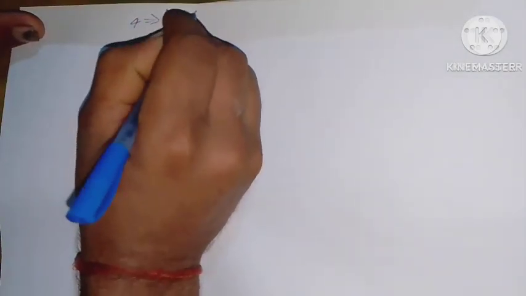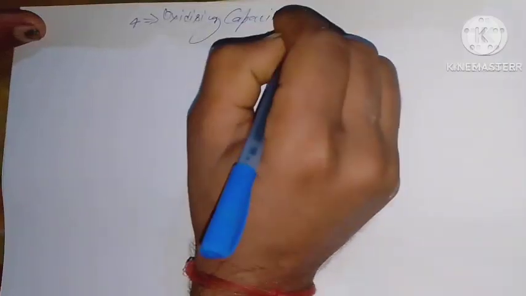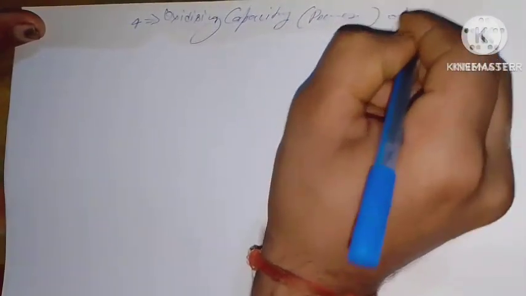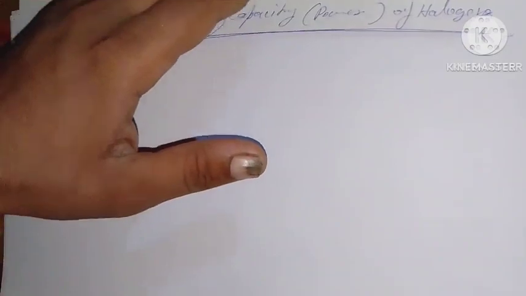Next heading: oxidizing capacity of halogens. Next point, it is a very important point. Oxidizing capacity, that means power of halogens.